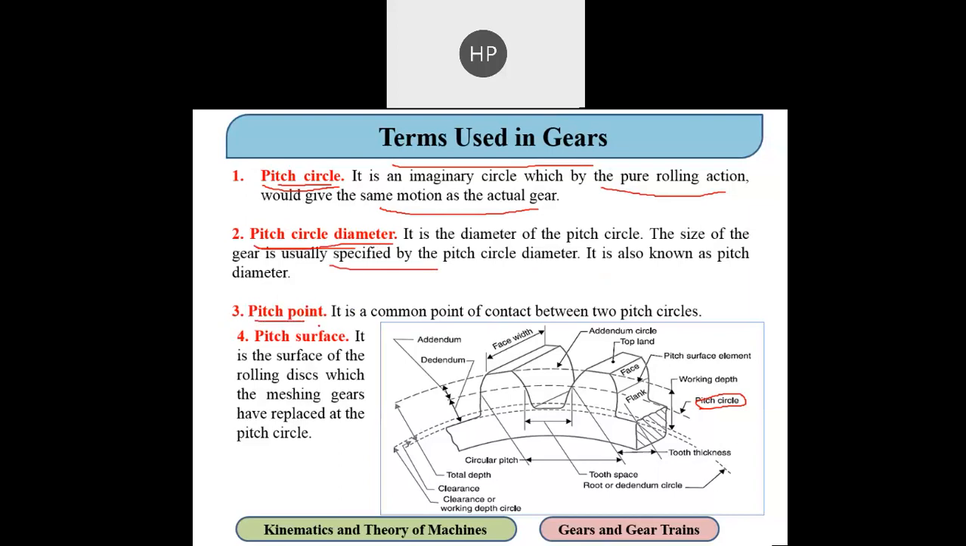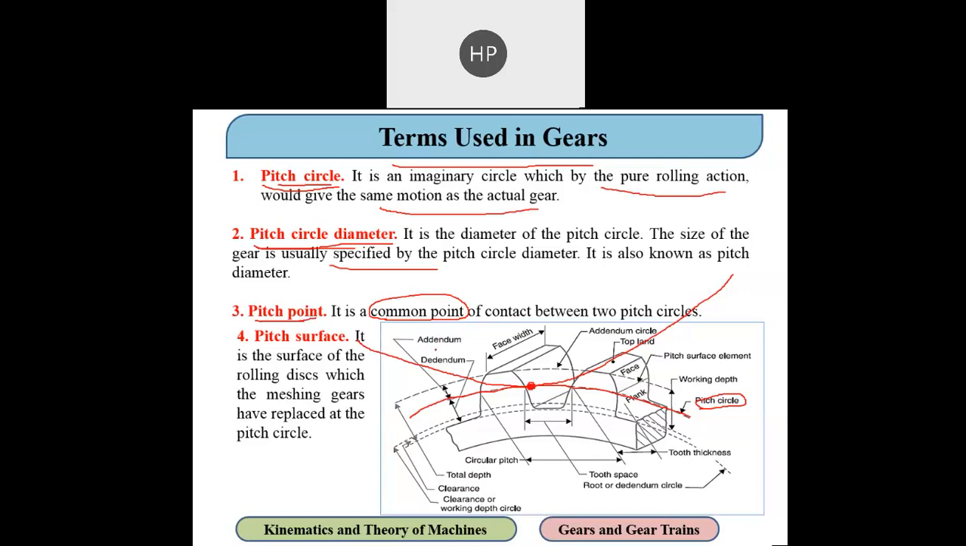Then pitch point. The pitch point is the common point. But where will it become common? When the two pitch circles meet. As we already discussed, this is the pitch circle of gear 1. In the same way, the second gear also has one pitch circle. Suppose it is going like this. So this is the pitch circle of gear 2. When the pitch circles of gear 1 and gear 2 are in contact, that common point is known as the pitch point.